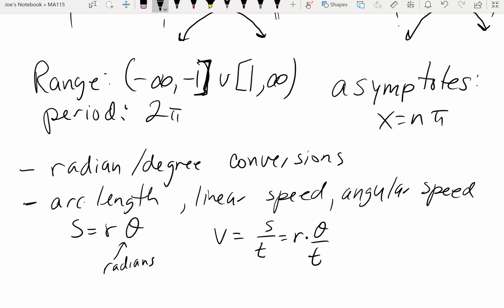Out of this formula, which part is the angular speed? The theta over t, right? How much did it rotate per unit time? So the notation for that is an omega, but I'm not really worried about that part. It's the angle over time. And again, what do we want theta measured in here? Radians, right?